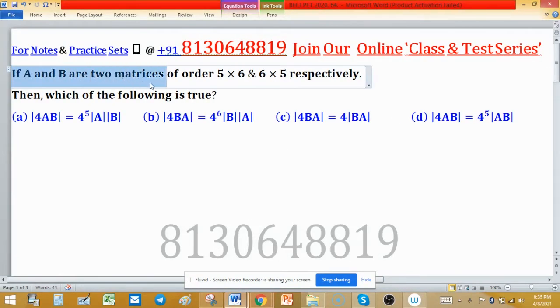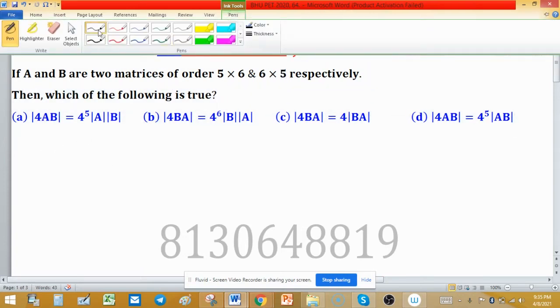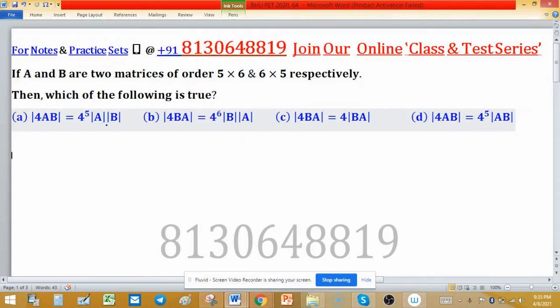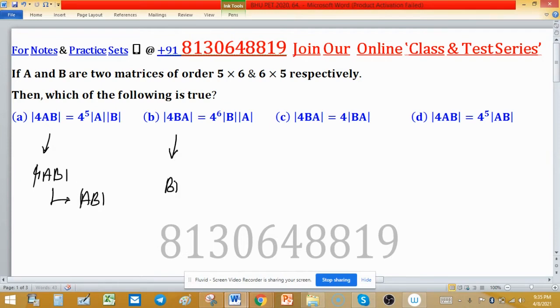If A and B are two matrices of order 5 by 6 and 6 by 5 respectively, then which of the following is true? Option A: determinant of 4 times AB is 4 raised to the power 5, determinant of A and determinant of B. This is determinant of 4 times AB, means somehow related to determinant of AB and a constant 4. In option B, determinant of BA. In option C, again BA, determinant of BA. And in option D, determinant of AB.